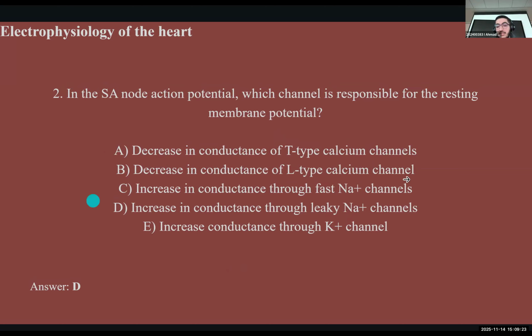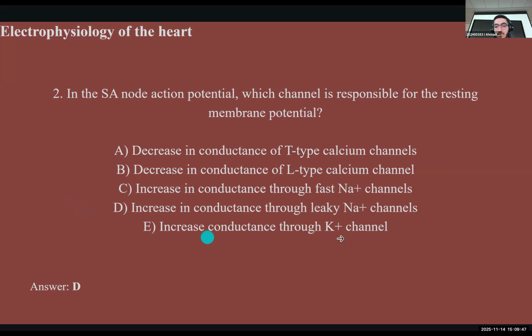Increased conductance of fast Na channels. Who can tell me, does that exist in the SA node, or where does it exist exactly? In ventricular myocytes. Perfect. MashaAllah. Yes, that is correct. So we can also rule out C, which leaves us with E and D.